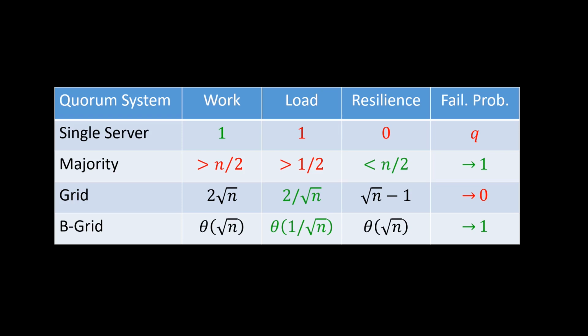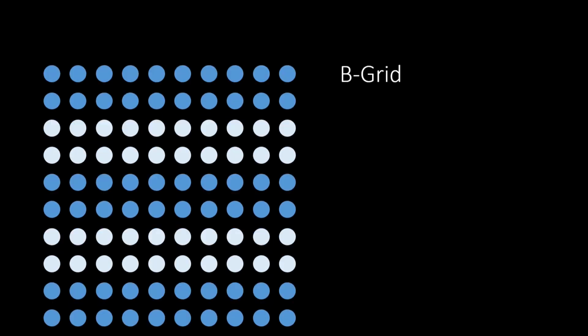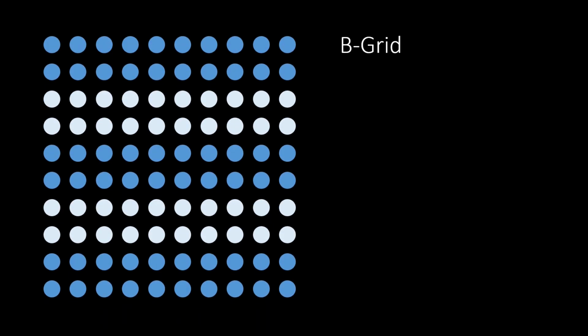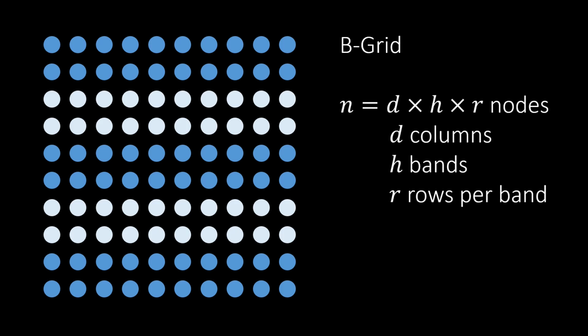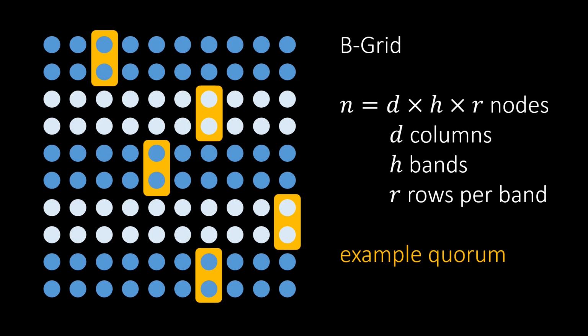So how does this B-grid work? Well, it's basically a grid, but we group horizontal rows together into so-called bands. In this image, each band consists of 2 consecutive rows. The total number of nodes is the product of columns, bands, and then the number of rows in each band. Let's look at an example quorum. Each quorum in the B-grid needs a mini-column in each band, but that mini-column can be in an arbitrary column.